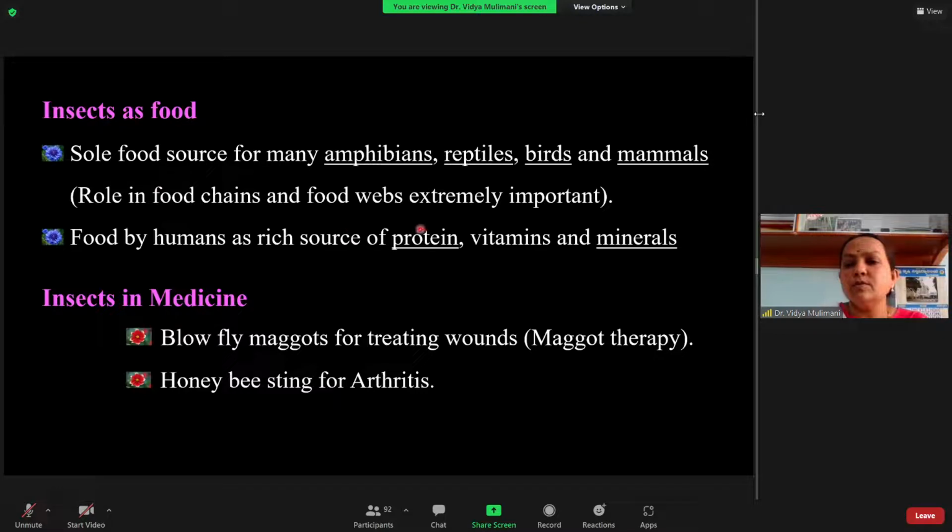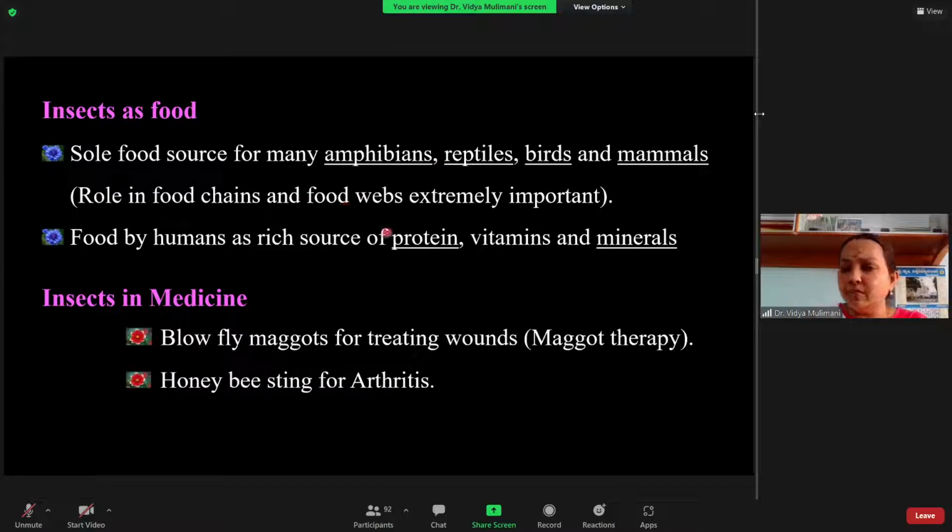Okay, and also other countries like Thailand, they are also using insects as food. So here you can see not only human beings getting the benefit of insects as food, but also amphibians, reptiles, and birds. Many of them are mainly dependent on insects as food.